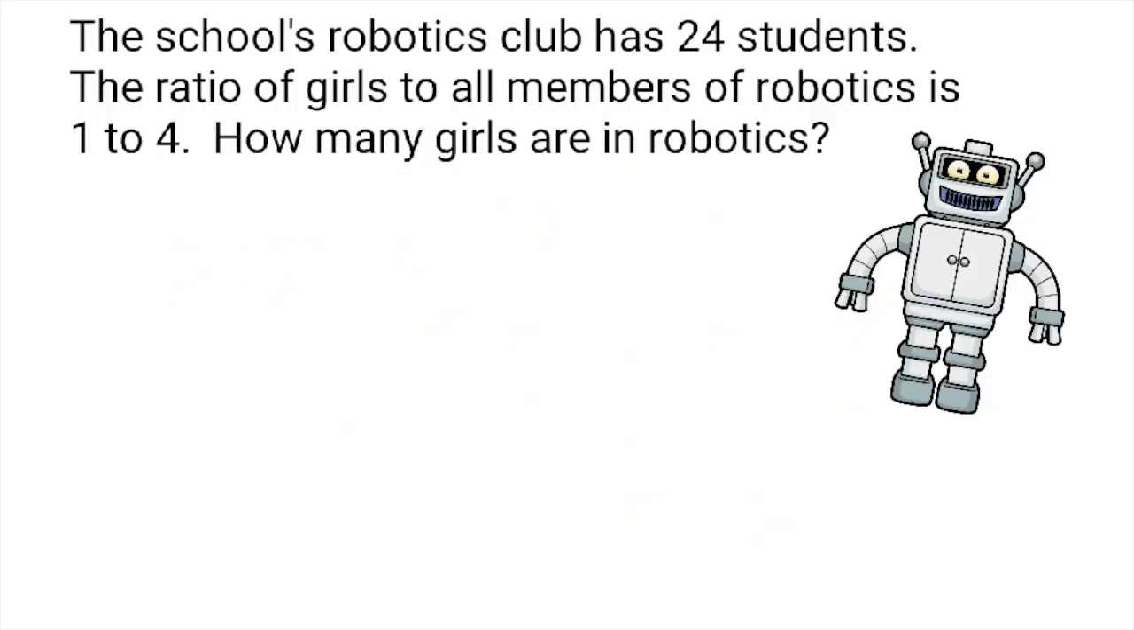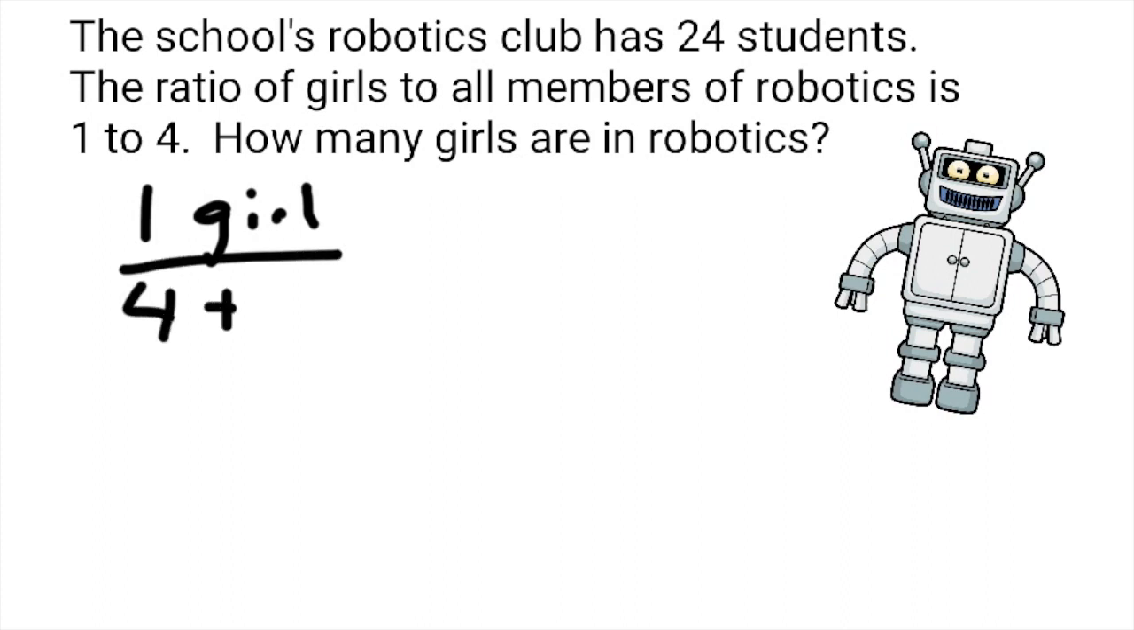Alright, so let's use a proportion to solve this problem. The school's robotics club has 24 students. The ratio of girls to all members of robotics is 1:4. How many girls are in robotics? Alright, so they give us the ratio of 1 girl to 4 members of robotics. So that's going to be the total people in robotics.